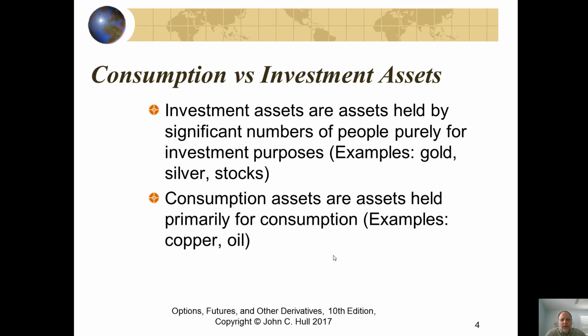Consumption assets are assets held primarily for consumption. Examples would be copper and oil. Again, these are not perfect distinctions because some people buy copper for speculative purposes and some people also buy oil if they believe the price will go up. But largely, gold and stocks and silver are held for purposes of investment, and copper and oil are held for the purposes of consumption.